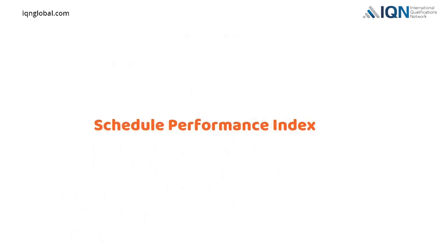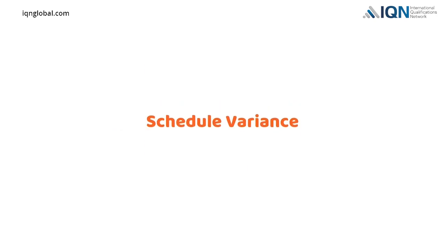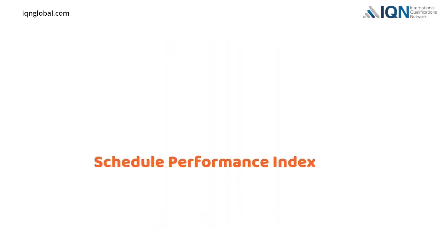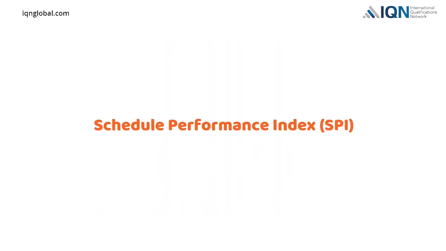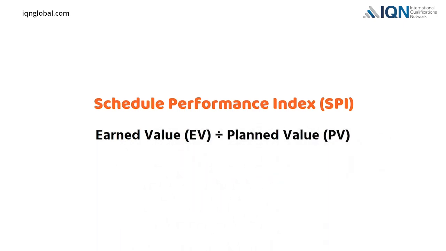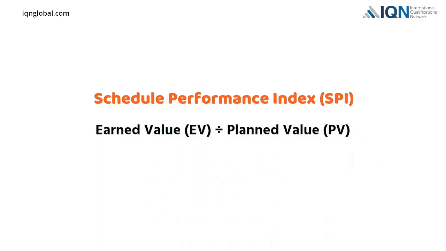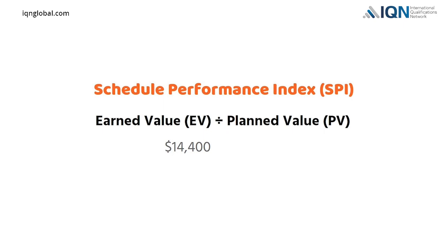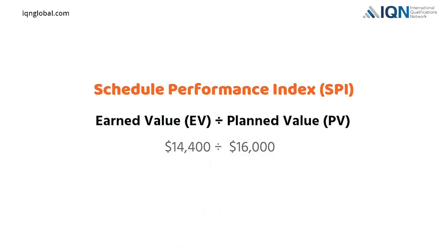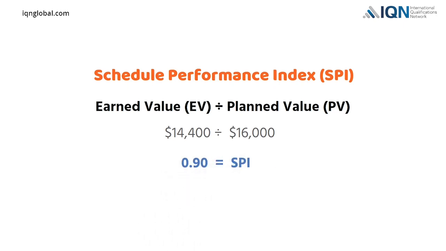Now let's discuss Schedule Performance Index. Schedule variance was the difference between earned value and planned value. On the other hand, Schedule Performance Index, SPI, is the ratio between earned value and planned value. If we divide our EV $14,400 by PV $16,000, we will get 0.90, which is SPI for our project.